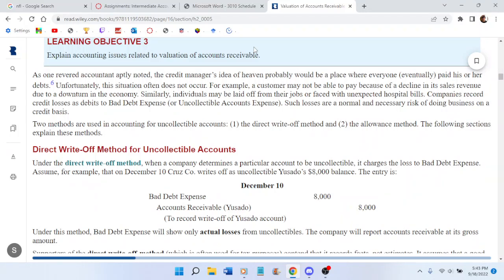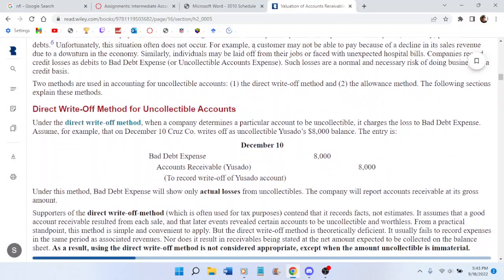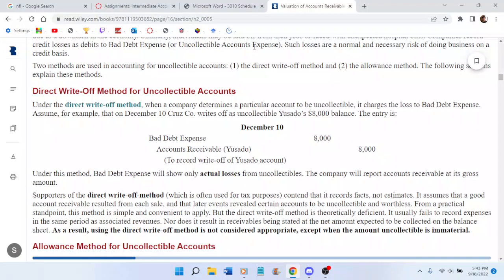Direct write-off and allowance method. Direct write-off: when they determine an account to be uncollectible, it charges the loss to bad debt expense. So there's $8,000 that's uncollectible. Bad debt expense, debit. Accounts receivable, credit, $8,000.